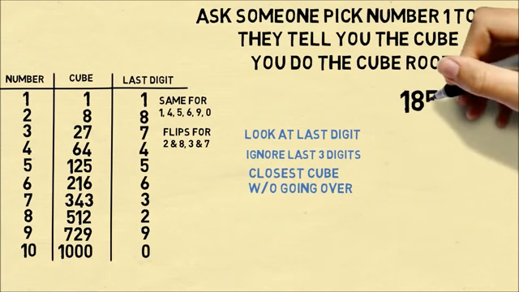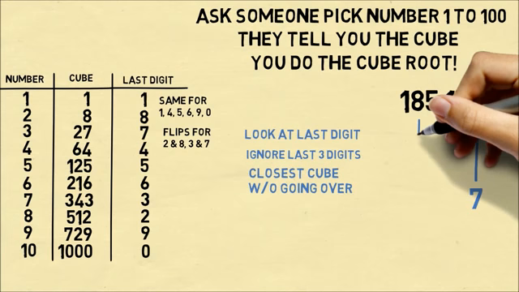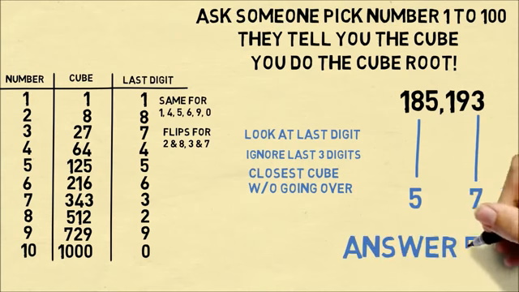Let's do another example. 185,193. We look at the last digit of 3. That corresponds to the number 7, because 3 and 7 flip. Then we ignore the last 3 digits, and we look at 185, and that's closest to the cube of 5 without going over. So that gives us the answer of 57. So it's a pretty neat trick.